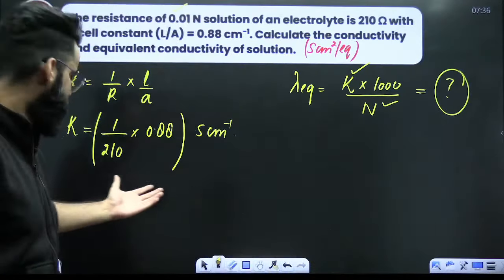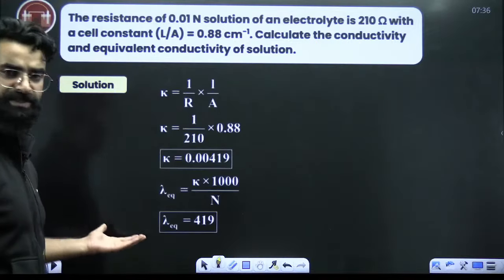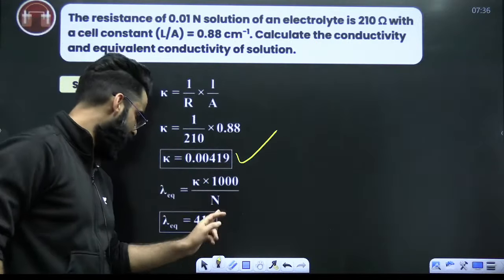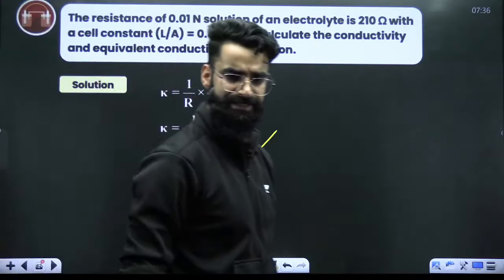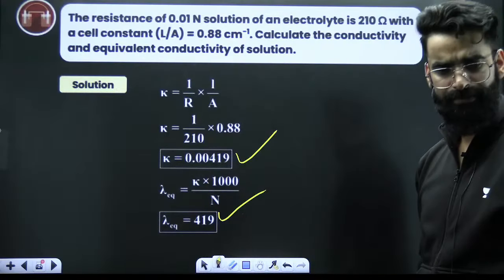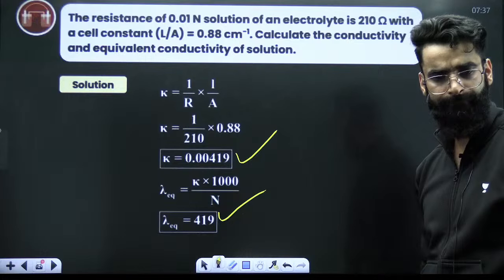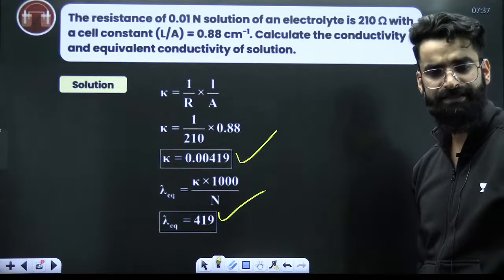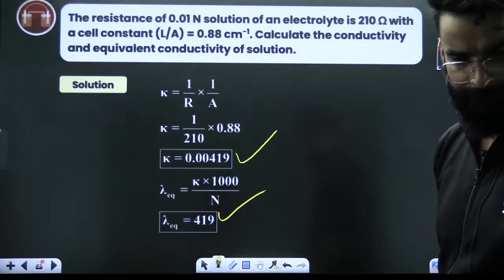Done. These are just the formula based ones, right? So kappa you have calculated, put it here and get the equivalent conductivity. That's it. Nothing else to do. These are the basic questions now.